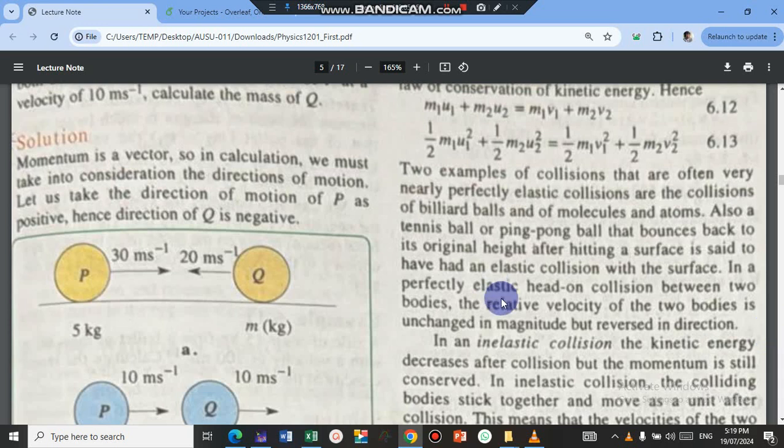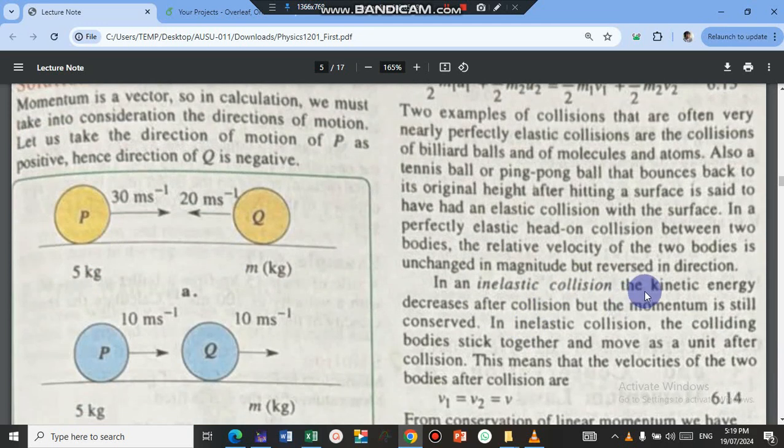This means if they collide, the velocities will not change, because a change in velocity would mean a change in kinetic energy, of course. In an inelastic collision, the kinetic energy decreases after collision, but the momentum is still conserved. The momentum is always conserved in any collision, whether elastic or inelastic. The only difference is in kinetic energy. If kinetic energy is conserved, the collision is elastic. If it is not conserved, the collision is inelastic.